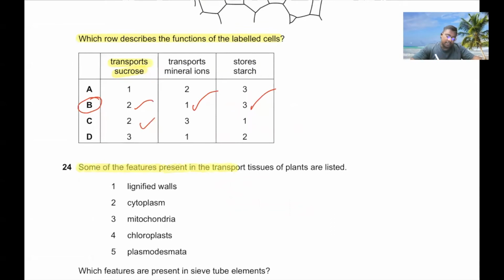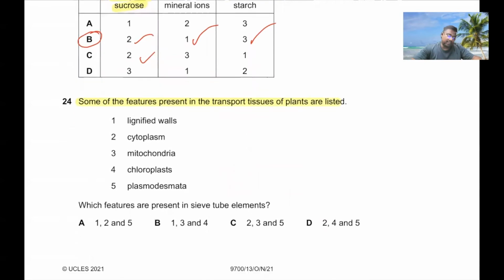Some of the features present in the transport tissues of plants are listed. Number 1, lignified walls. Number 2 onward: we can see which features are present in sieve tube elements. Sieve tube elements have cytoplasm, mitochondria, and plasmodesmata. So 2, 3, 5 will be available. 24, C should be the correct answer.